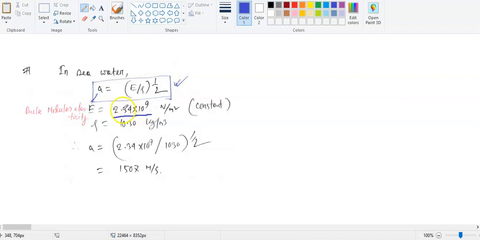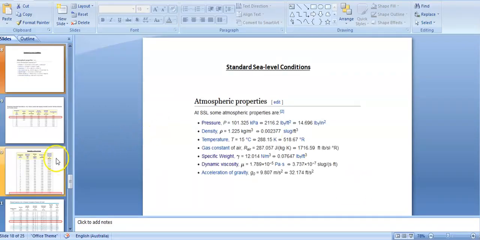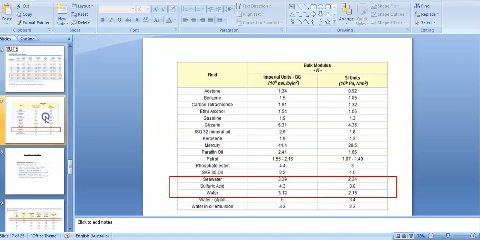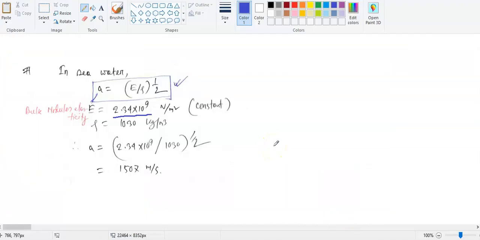You can ask me how you got this value. This is constant. I have included all the information. You see, this is the bulk modulus of elasticity for different fluids like water and seawater. So now we are solving the questions for seawater. In the quiz, you might get questions for water or any other fluid, so you need to know this value E.